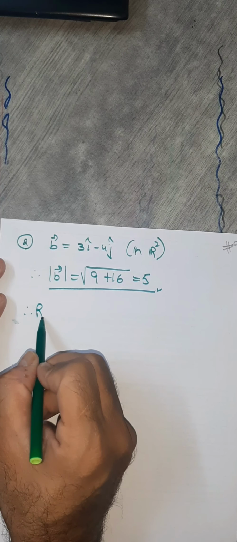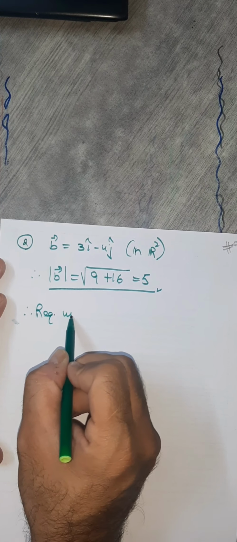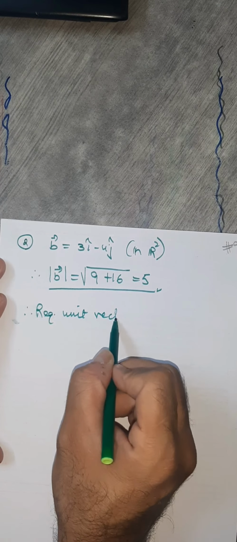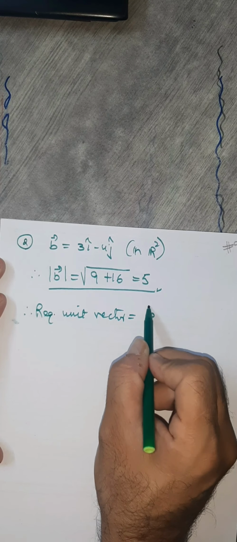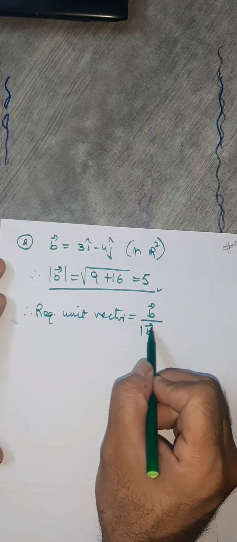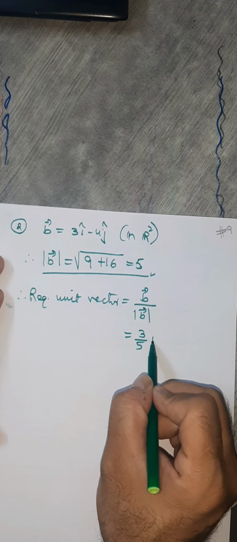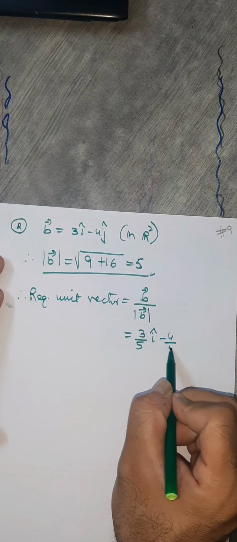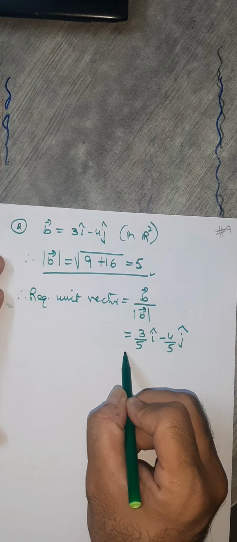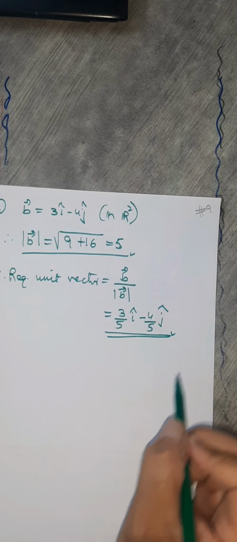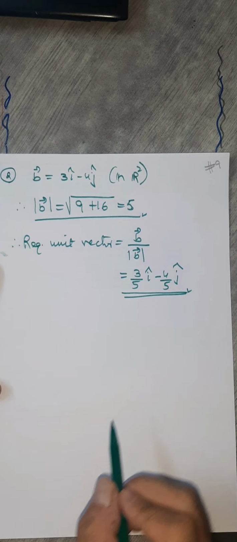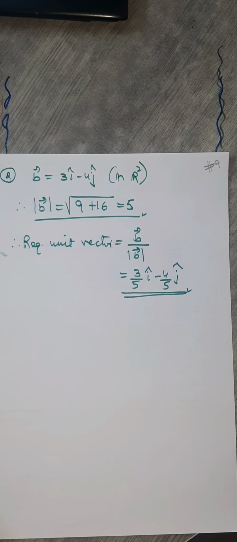So how do I make it a unit vector? The required unit vector is the vector upon its magnitude. What is its magnitude? That's 5. So you will get 3 by 5 i cap minus 4 by 5 j cap. This is the required vector. Right. The required unit vector, remember. The important one is the required unit vector.